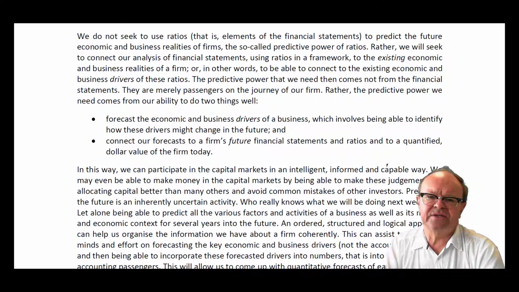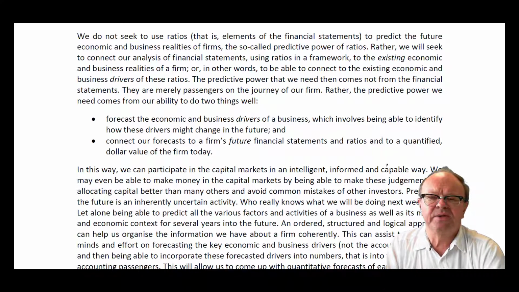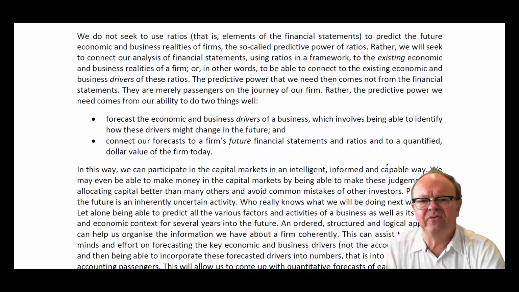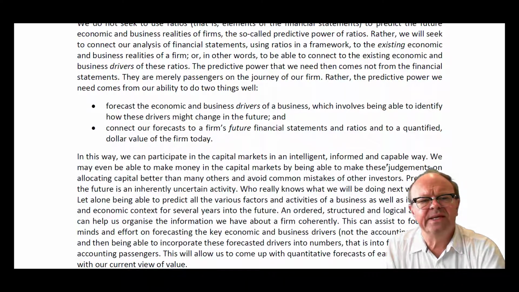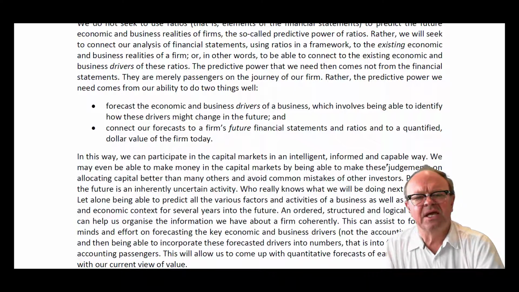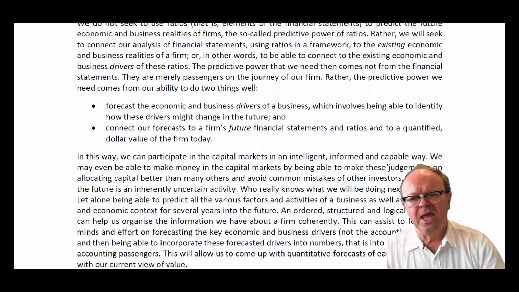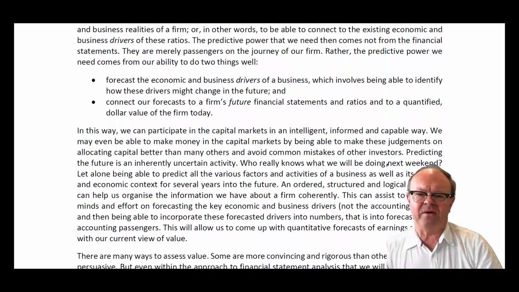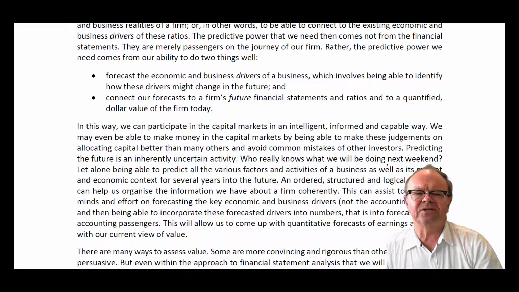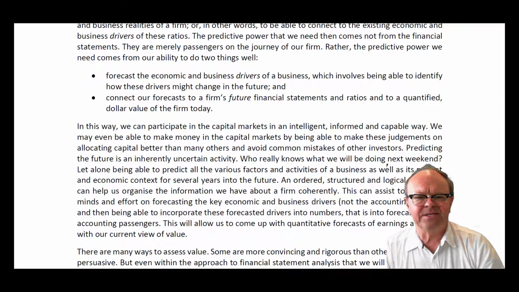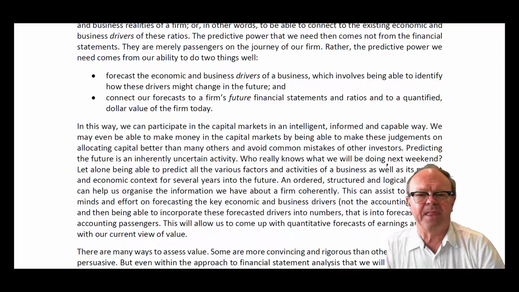We do not seek to use ratios, that is, elements of the financial statements, to predict the future economic and business realities of firms, the so-called predictive power of ratios. Rather, we will seek to connect our analysis of financial statements using ratios in a framework to the existing economic and business realities of a firm, or in other words, to be able to connect to the existing economic and business drivers of these ratios. The predictive power that we need then comes not from the financial statements. They are merely passengers on the journey of our firm.